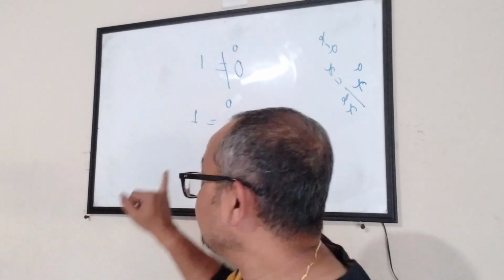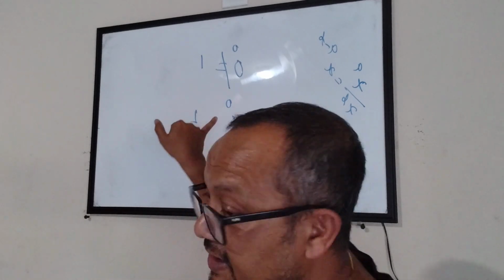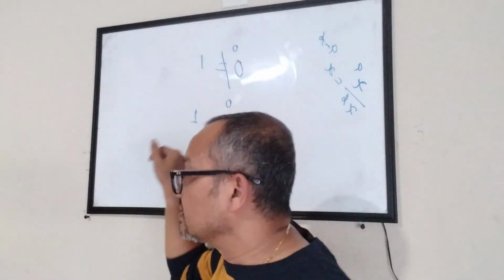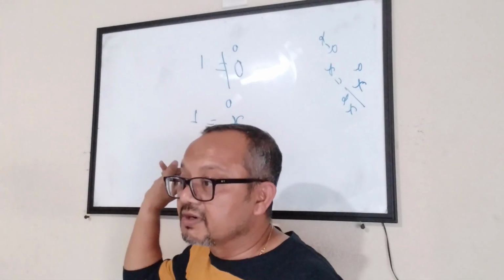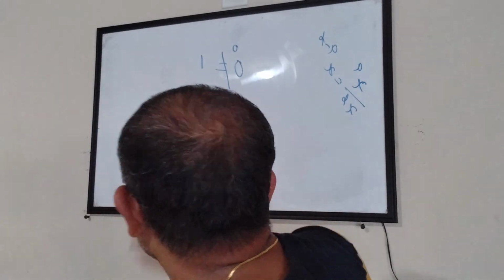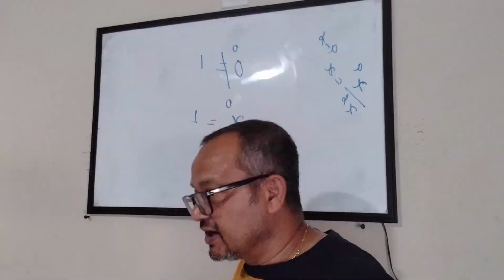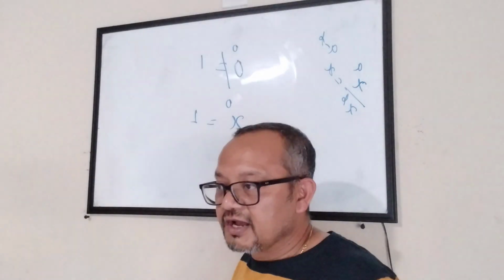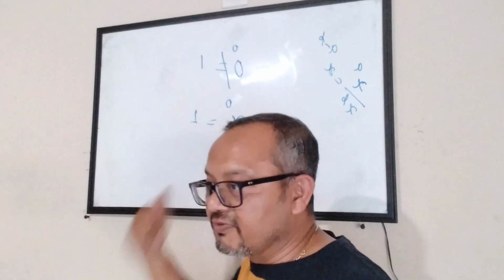I'm saying I had proved this one, that any variable or any number to the power 0 gives you a 1, except that number is not 0 itself. And I had proved that in one of the classes when you had asked me. Now I'm asking you guys, can you tell me why this is the case?